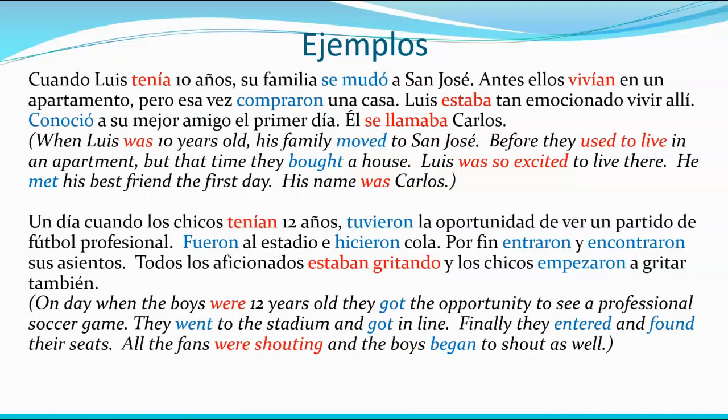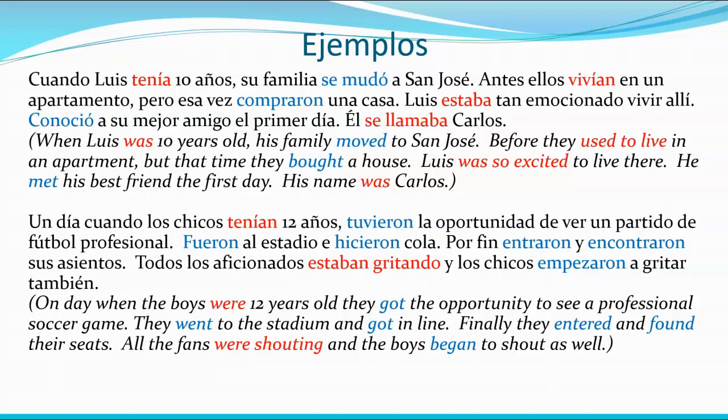So here's some examples. So: Cuando Luis tenía 10 años, su familia se mudó a San José. Antes, ellos vivían en un apartamento, pero esa vez compraron una casa. Luis estaba tan emocionado de vivir allí. Conoció a su mejor amigo el primer día. Él se llamaba Carlos. So here you can see the imperfect is in red and the preterite is in blue.